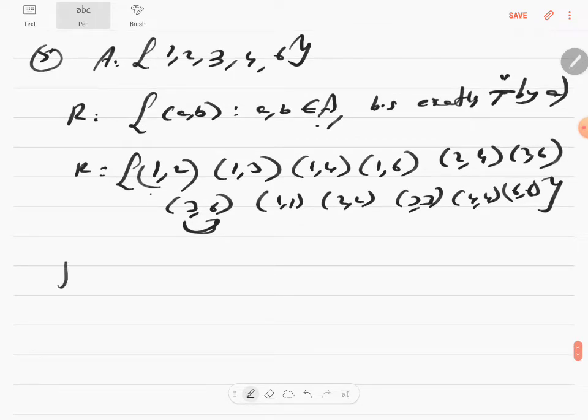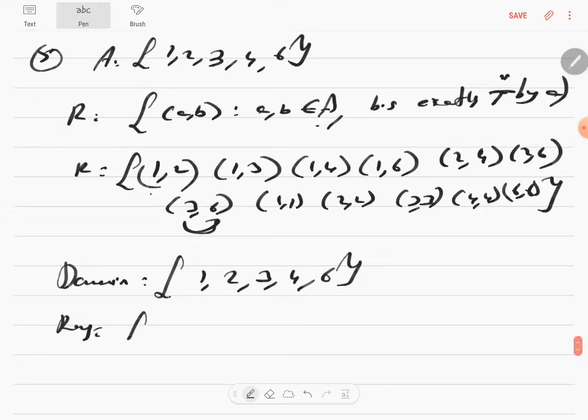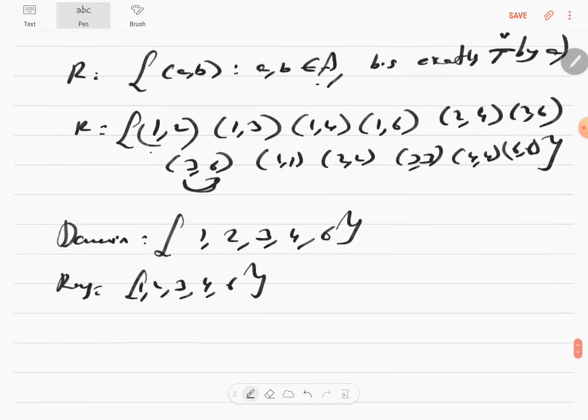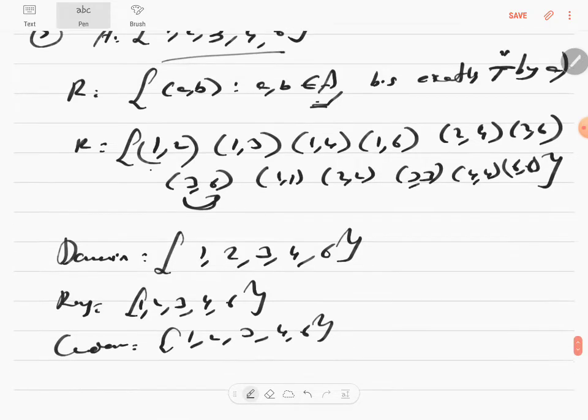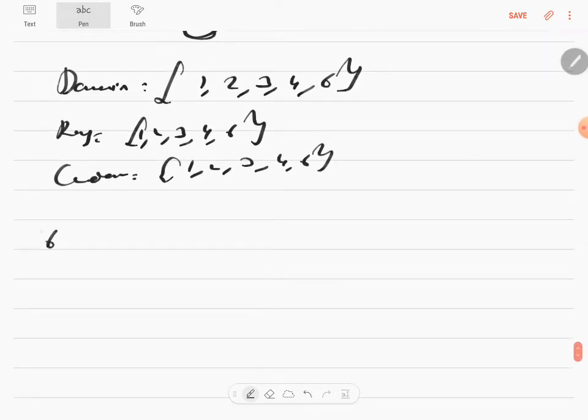Find the domain. What is the domain? The first elements, which are 1, 2, 3, 4, 6. What is the range? The range will be 2, 3, 4, 6. 1 is also there. Yeah, everything is there: 1, 2, 3, 4, 6. What is codomain? In case they ask you what is codomain, what is available for you is again 1, 2, 3, 4, 6. They haven't asked this though. Okay, so let's go to the sixth question.